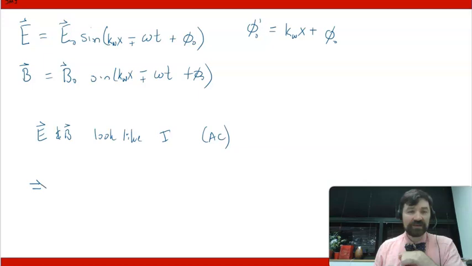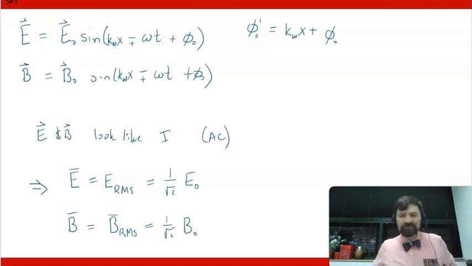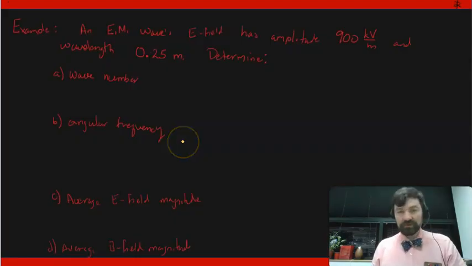It follows that we expect the average value of E to look like the RMS value of E, which looks like 1/√2 of E naught. And the average value of B should look like the RMS value of B, which should look like 1/√2 of B naught. Okay? All right, so let's conclude with a quick example.